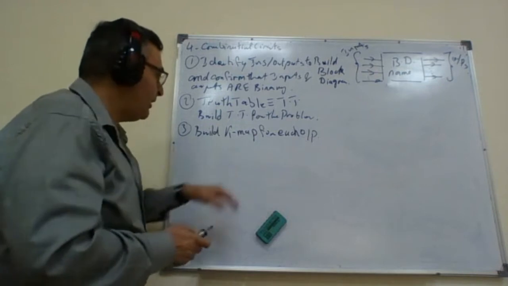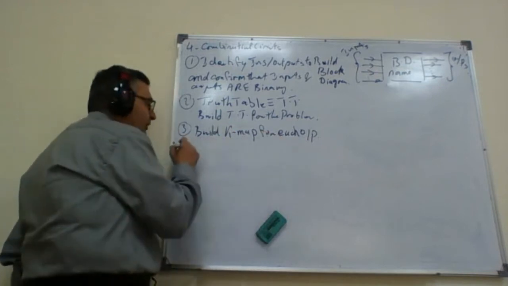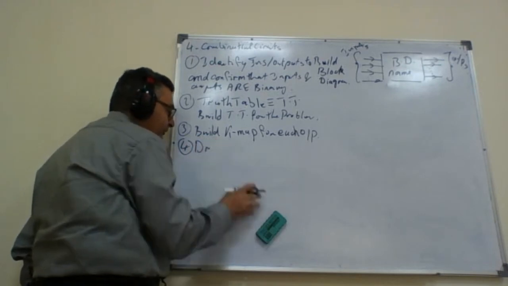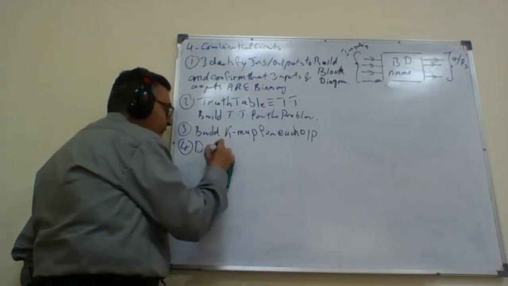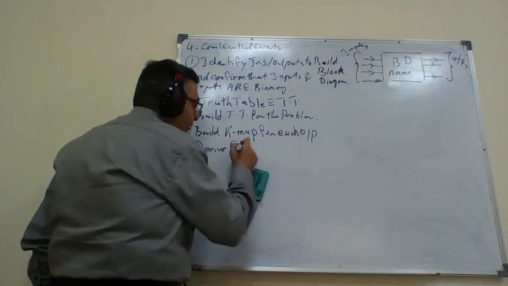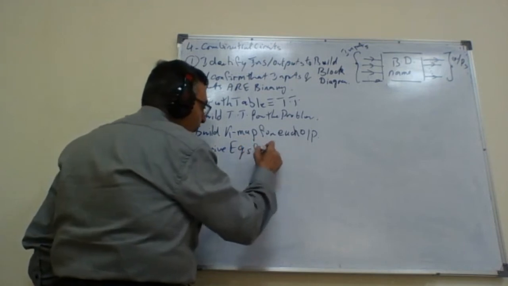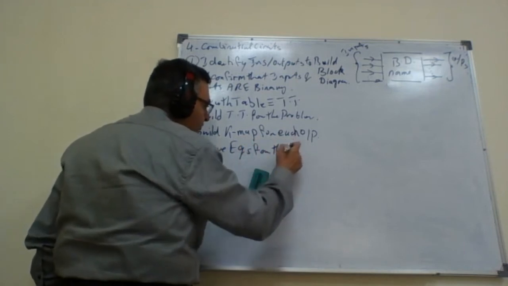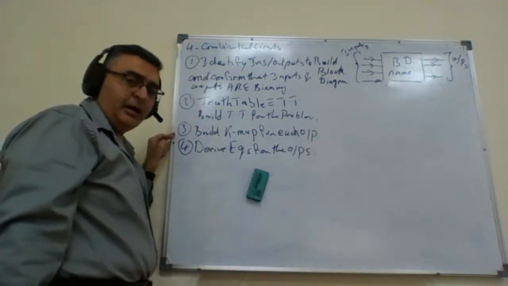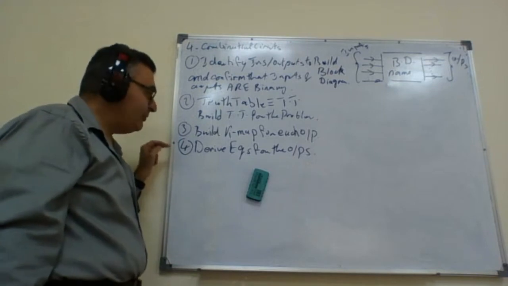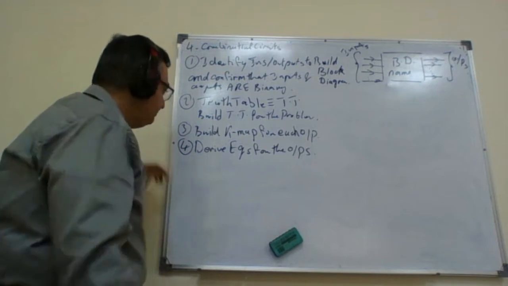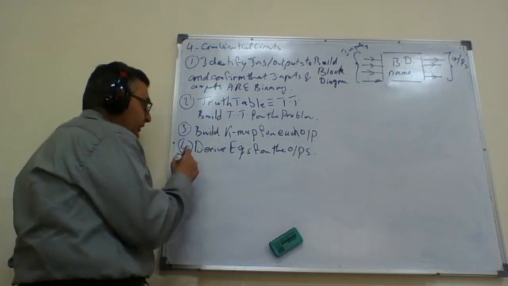Okay, so build the K-map, and from the K-map I will derive the equations for the outputs. From the K-maps, I can get the best equation, the minimum set of equations for my problem, as we learned in chapter 3.